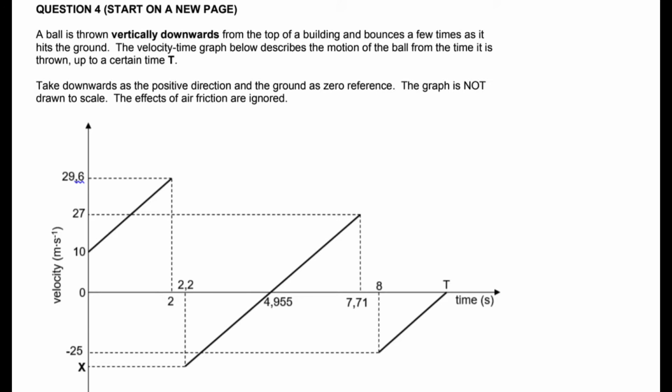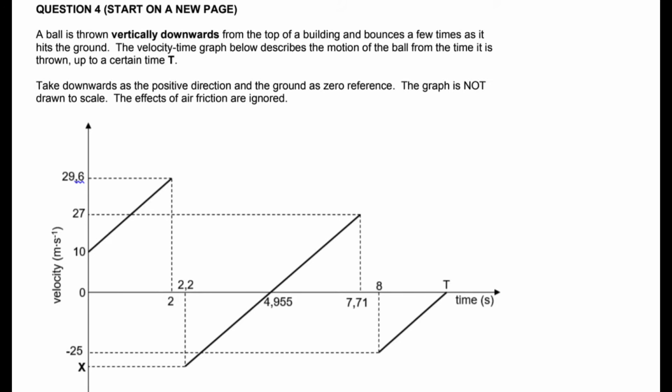Let's cut the chase. A ball is thrown vertically downwards, which is very important, from the top of the building and bounces a few times as it hits the ground. The velocity-time graph below describes the motion of the ball from the time it is thrown up to a certain time t. Take down as the positive direction and the ground as a reference point. The graph is not drawn to scale, and the effect of air friction is ignored.